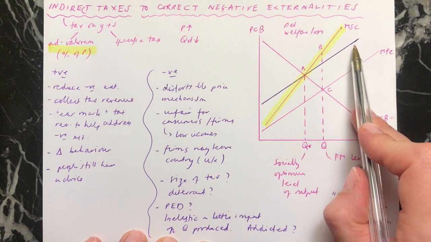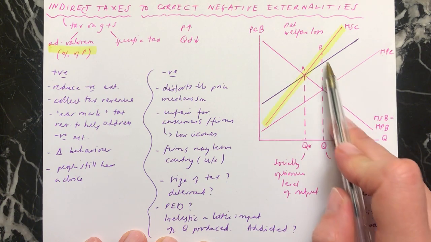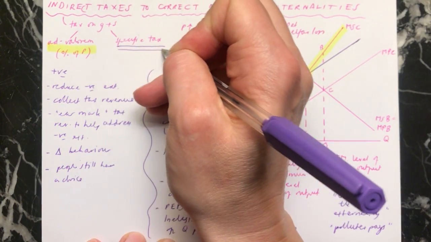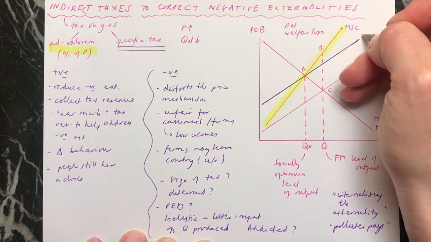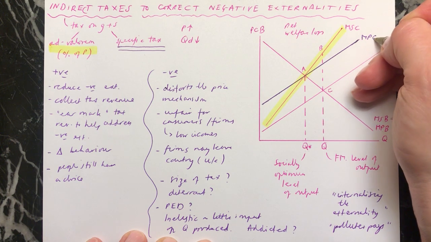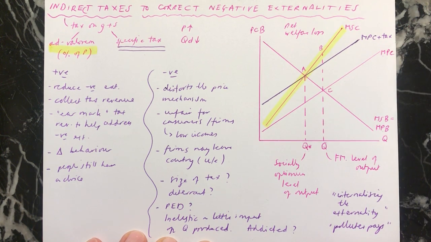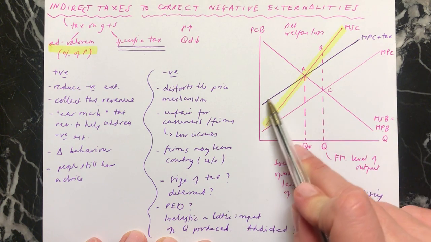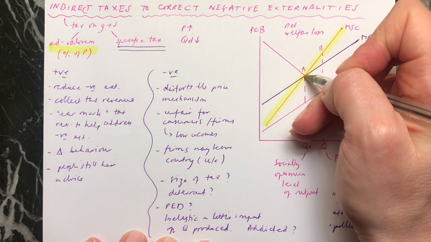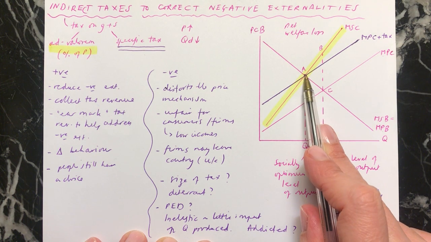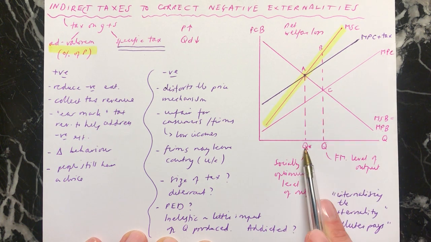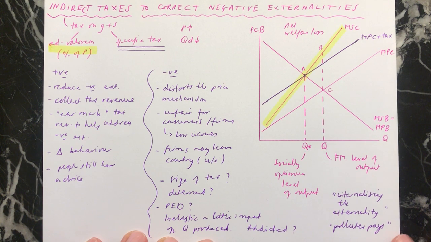Just note that because it's a parallel shift, this is a specific or unit tax. And this would be your marginal private cost plus your tax. And in both cases, whether you have the ad valorem tax or whether you have the specific tax, your new marginal private cost equals marginal private benefit here at A, and you'll be at the socially optimum level of output.